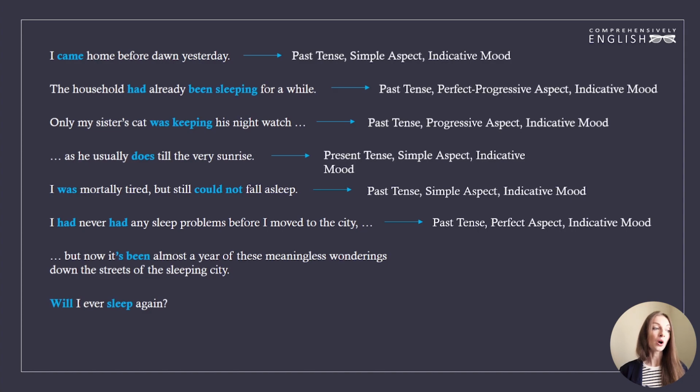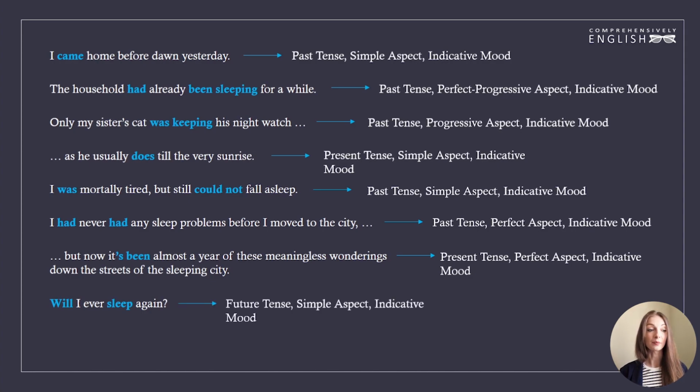But now it's been almost a year of these meaningless wanderings down the streets of the sleeping city. "It's been" is the present tense, the perfect aspect, the indicative mood. Will I ever sleep again? The future tense, the simple aspect, the indicative mood. Now, here is a question to you. How many grammatical tenses are there in the text?